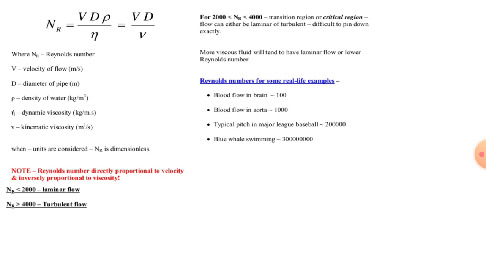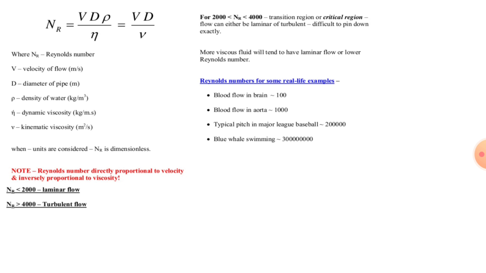Reynolds number less than 2000 is called laminar flow. Reynolds number greater than 4000 is named turbulent flow. For Reynolds number between 2000 and 4000, it is the transition region or critical region. The flow can be either laminar or turbulent, and it is difficult to pin down exactly. More viscous fluids will tend to have laminar flow at lower Reynolds numbers.